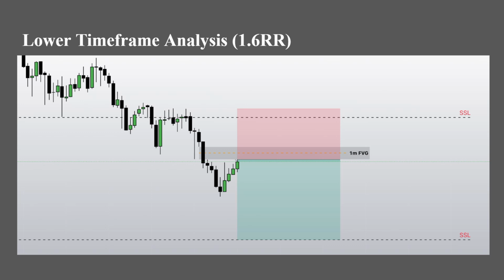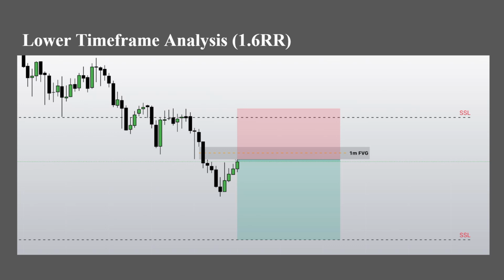Here you can see price comes to sell side liquidity, fails to reverse, makes a leg lower, and in that leg forms the fair value gap on the 1 minute time frame. You enter only upon the retest of that fair value gap. You put the stop at the swing high, and you target the draw on liquidity, which is lower sell side liquidity. This trade is a 1.6 R to R.